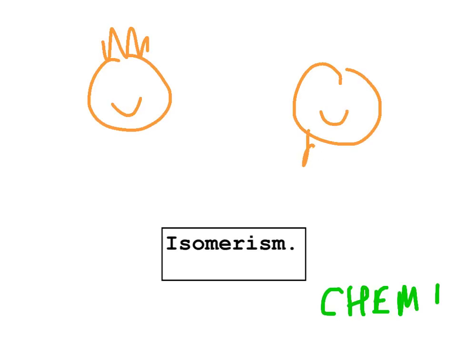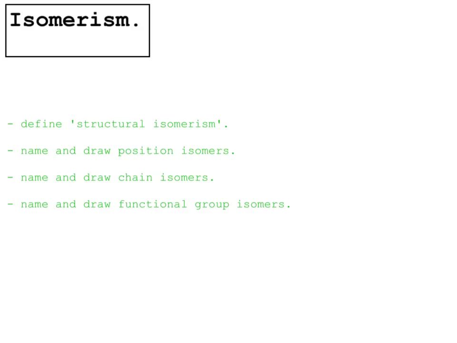In this video we'll be looking at the topic of isomerism. The aims of this video are to be able to define structural isomerism, to name and draw position isomers, to name and draw chain isomers, and to name and draw functional group isomers. These are the three types of structural isomers that you need to know for Chem 1.